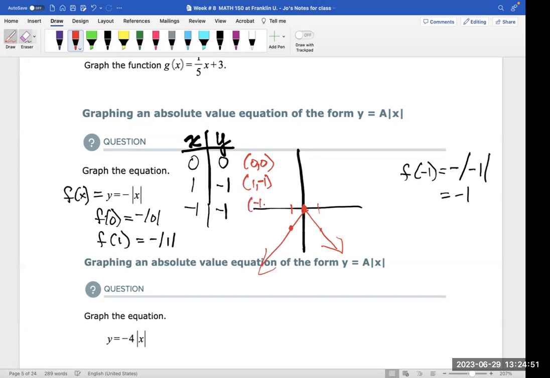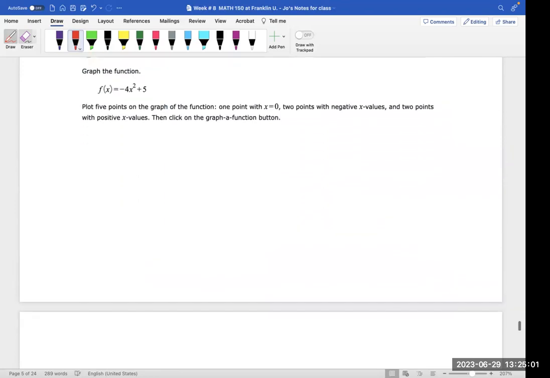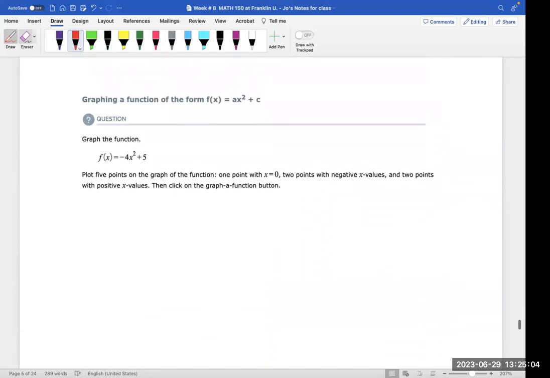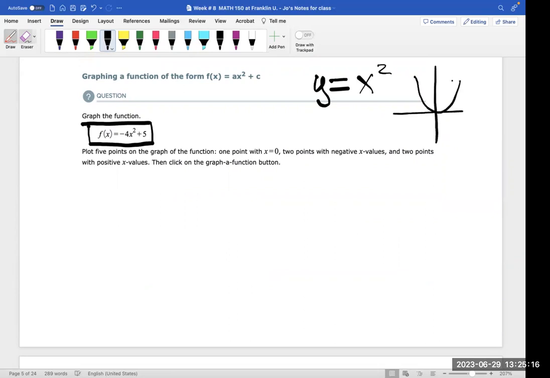Here are the 3 points that I chose to graph. And away we go. I would also encourage you to use Desmos.com as you're working on these. This function here, -4x² plus 5, its parent function is an x squared, so it will be a parabola. It will either be open up or open down. As you're learning and as you're recognizing these patterns, I suggest Desmos.com to check your work.